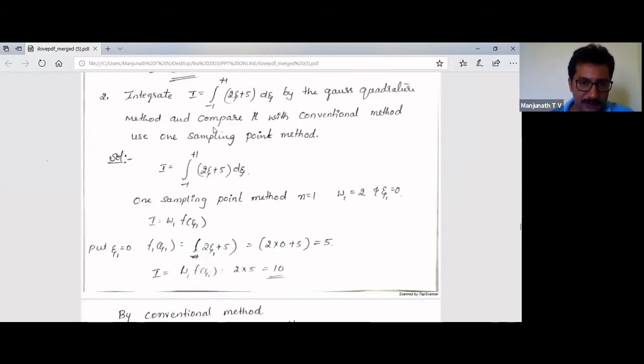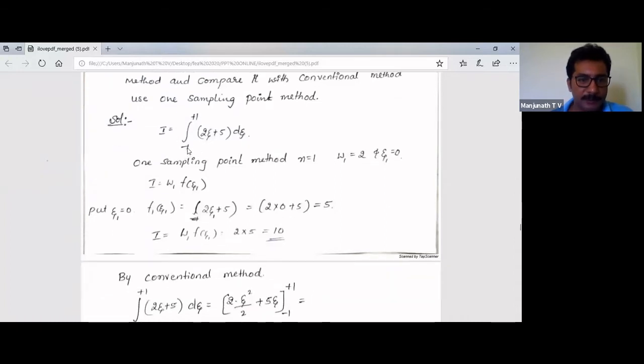Just for this particular problem, they are asking to use only one sampling point method. Now, I is equal to the integral from -1 to +1 of (2 zeta plus 5) d zeta. For the one sampling point method, n is equal to 1, and the parameters are w1 equal to 2 and zeta1 equal to 0.